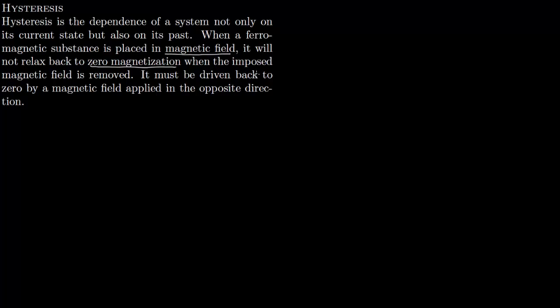To drive it away, that is to take out the magnetism, it must be driven back to zero by a magnetic field applied in the opposite direction. So if you have a magnetized ferromagnetic substance, then to remove that magnetization, you have to apply the magnetic field in the opposite direction.